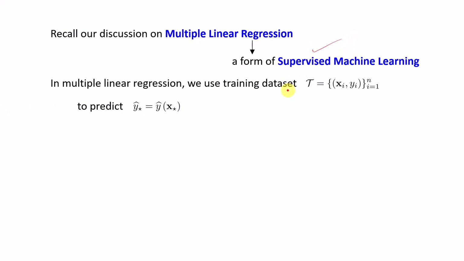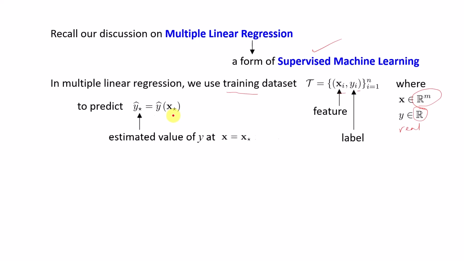Here, we use a training data set which consists of xi, yi, and you can see that xi is bold, so xi is a vector here. Xi is our feature and yi is our label, but xi is an m-dimensional vector and yi is still a scalar, and both of them are real numbers. We use this training data set and we try to predict y star, which is the estimated value of y at x equals x star, where both x and x star are obviously vectors.